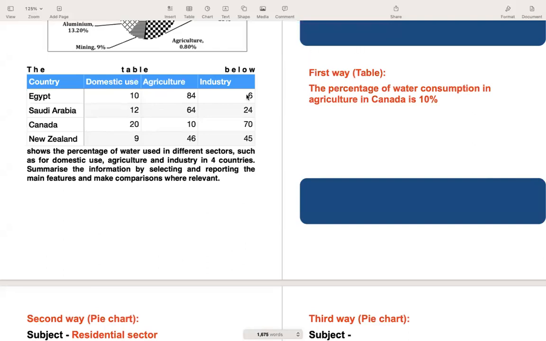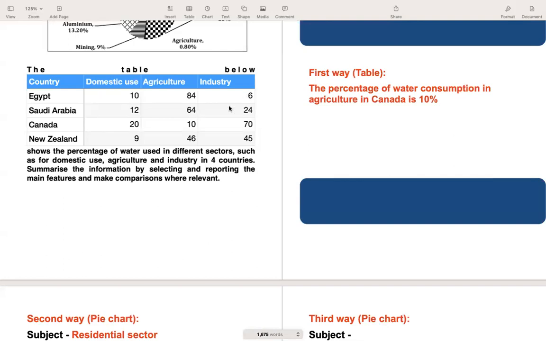Consumption. Use. Who is using? That's your subject: countries, actors. Country, citizen, or can it be sectors also? Yes, it can be a sector. This sector used. It can be a country also. The country used. It can be the sector also. Okay. What are they using?